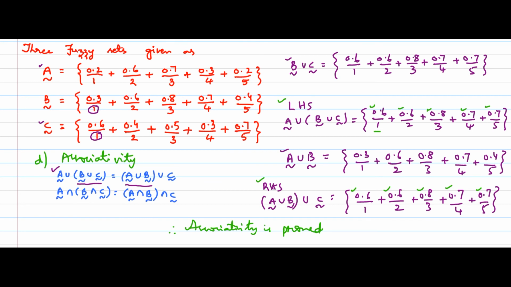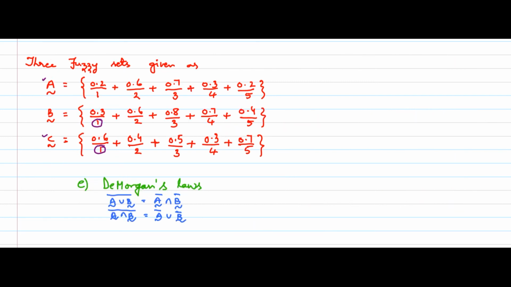Now let's move on to the last problem, that is De Morgan's laws. Coming to De Morgan's laws, let me solve the second one, this part. So it is (A intersection B) whole bar. Let me take A intersection B first. So it should be the minimum out of A and B.